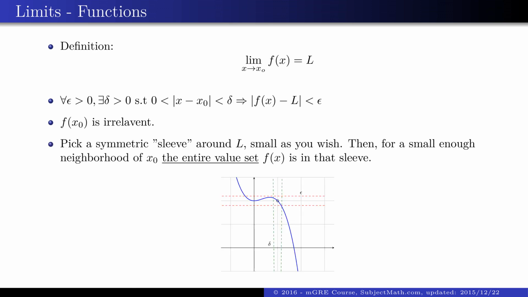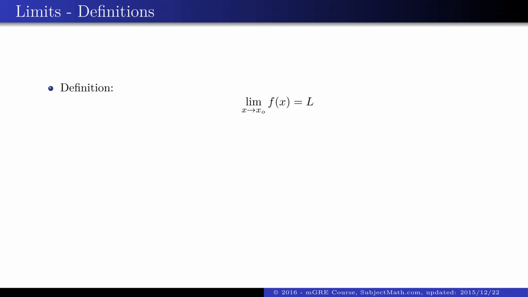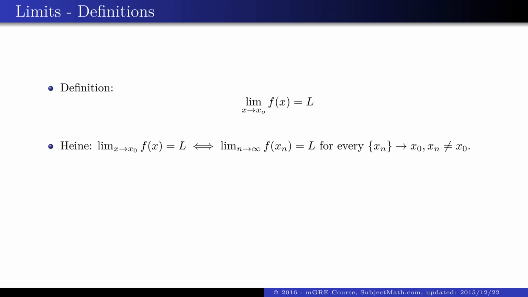Graphically, for every red sleeve around L, we need to find a green neighborhood around x null for which all the values of f fall into that rectangle. Recall that we have an equivalent definition of a function limit using sequences due to Heine, which says that the limit is L at x null if and only if for every sequence that tends to x null but not actually attains it, we get that the sequence f(xn) tends to L.